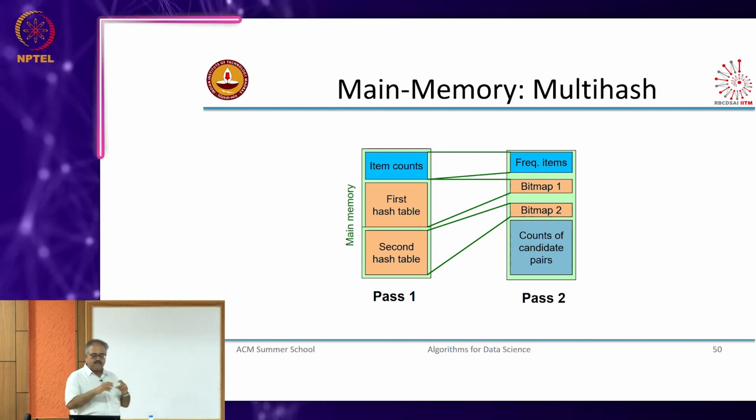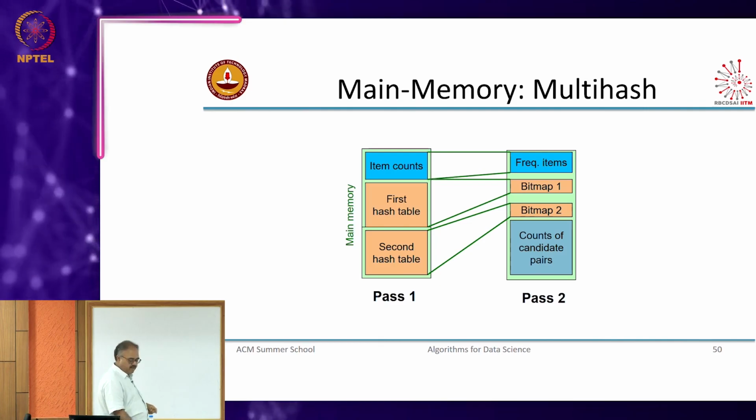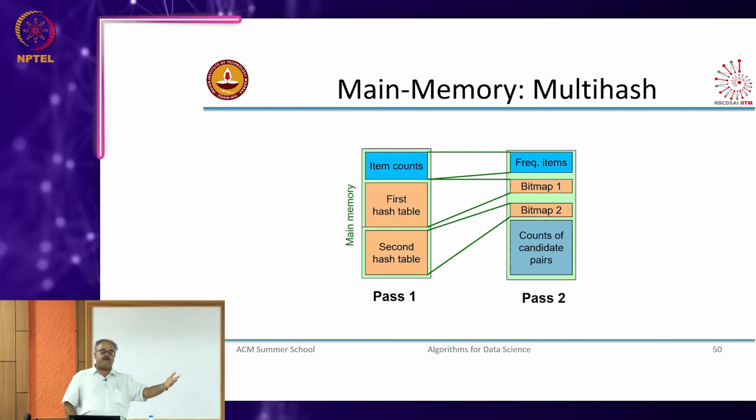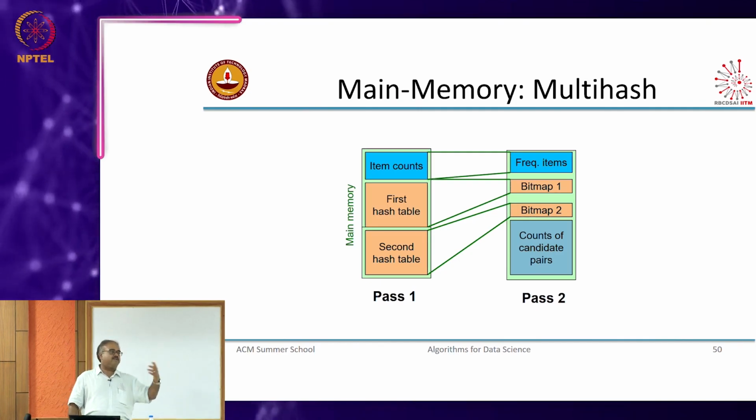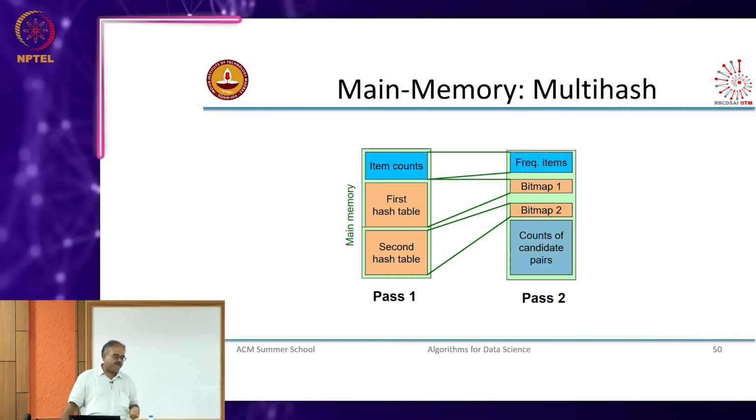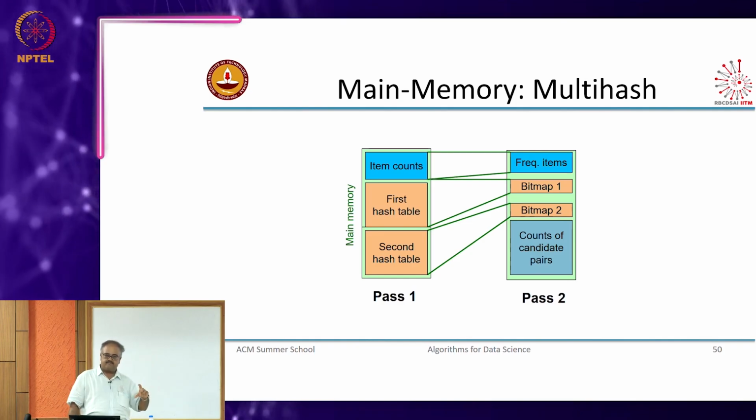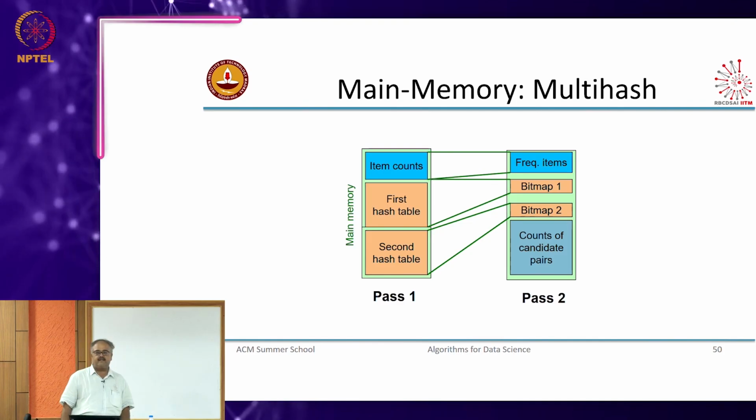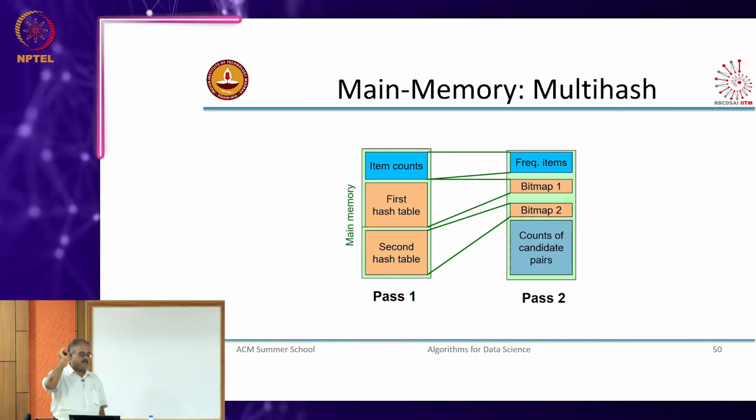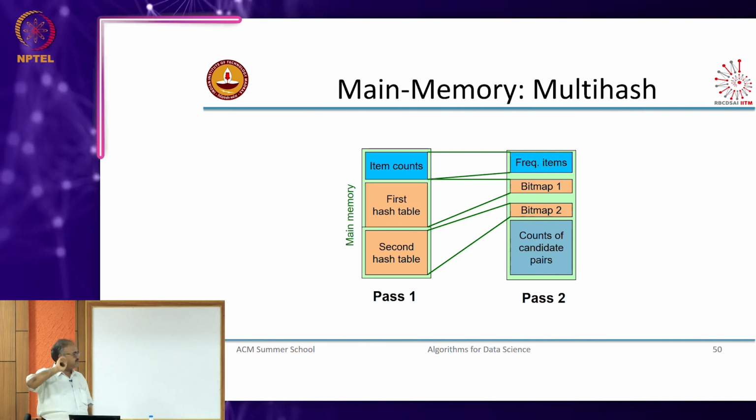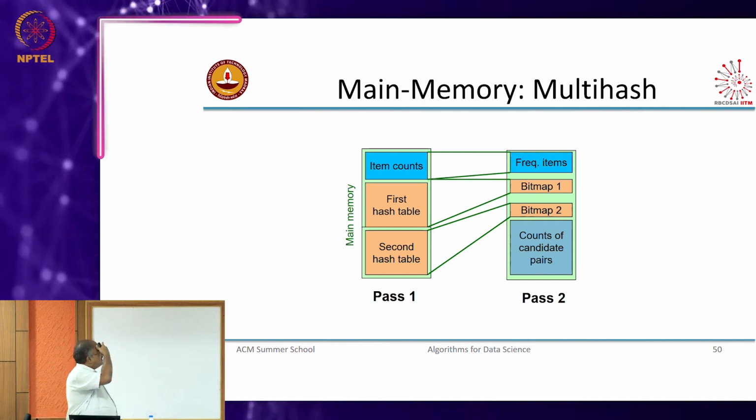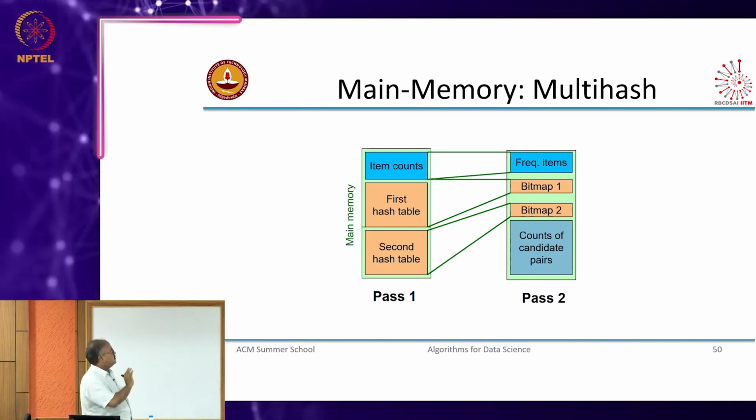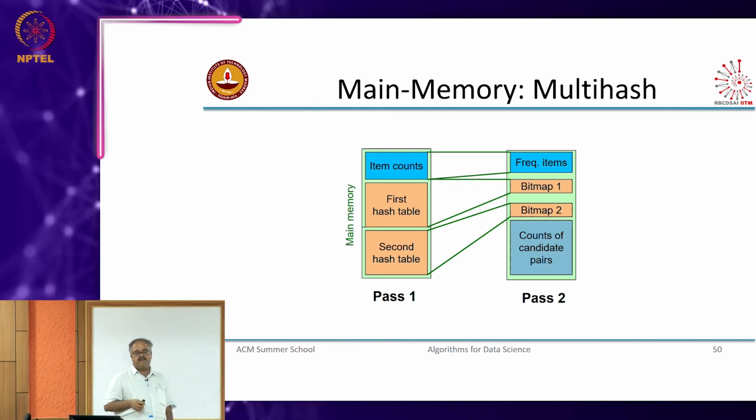So what you can do is, in the very first pass itself, build 2 hash tables. Now the chance that an infrequent pair hashes into a frequent bucket on both hashes is small, and then for the second pass you build 2 bitmaps just like you had earlier. So you can compress the first hash table into a bitmap, the second hash table into a bitmap, and you can use that now for filtering. So pass 2 will look like pass 3 of the previous algorithm.